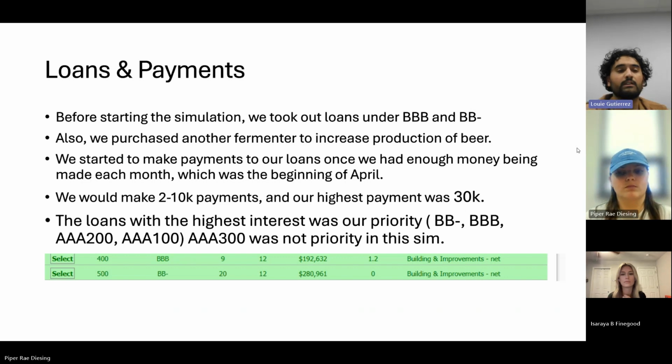Next one. So our loans and repayments. We took out loans for the triple B and the double B. And we got our 5th fermenter for beer to increase our production. We started to make payments once we had enough money, which was around April. We would make from $2,000 to $10,000 payments. The highest one was for like 30, but that was for the $1 million one that we didn't really have to focus on for the simulation. So I just did one for that round. And then I just put them in order from the highest interest, as you can see down here. And those two are the reflected loans that we took out.